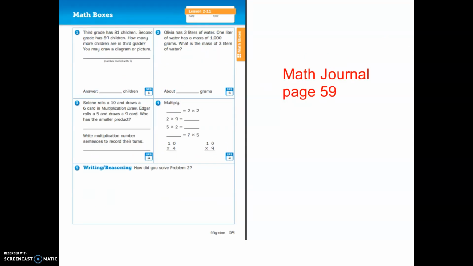And then you have your math journal, page 59. You've got some number stories to figure out. Remember, draw pictures whenever you can to help you solve them. They could be pictures, they could be arrays, they could be any kind of sketch or diagram that you can use to help you solve the problem. Tomorrow, you're going to be working on a review for everything that we've worked on in Chapter 2 so far. Good luck.